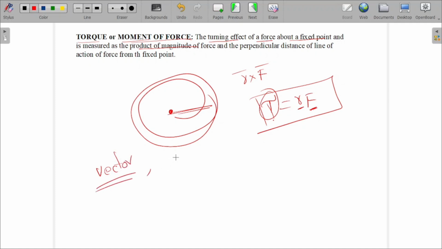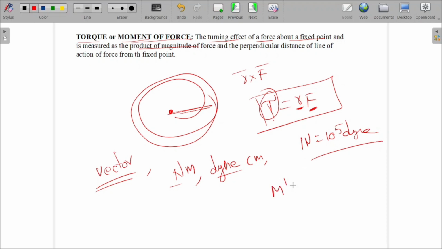And what are its units? r means distance, F means Newton. So it's a Newton meter. The SI unit is Newton meter. The CGS unit is dyne centimeter. What is the difference between Newton and dyne? 1 Newton equals 10 power 5 dynes. Clear? Right. Then can you tell me the dimensional formula for it? The dimensional formula is M power 1 L power 2 T power minus 2. So this is the dimensional formula for torque, or moment of force.